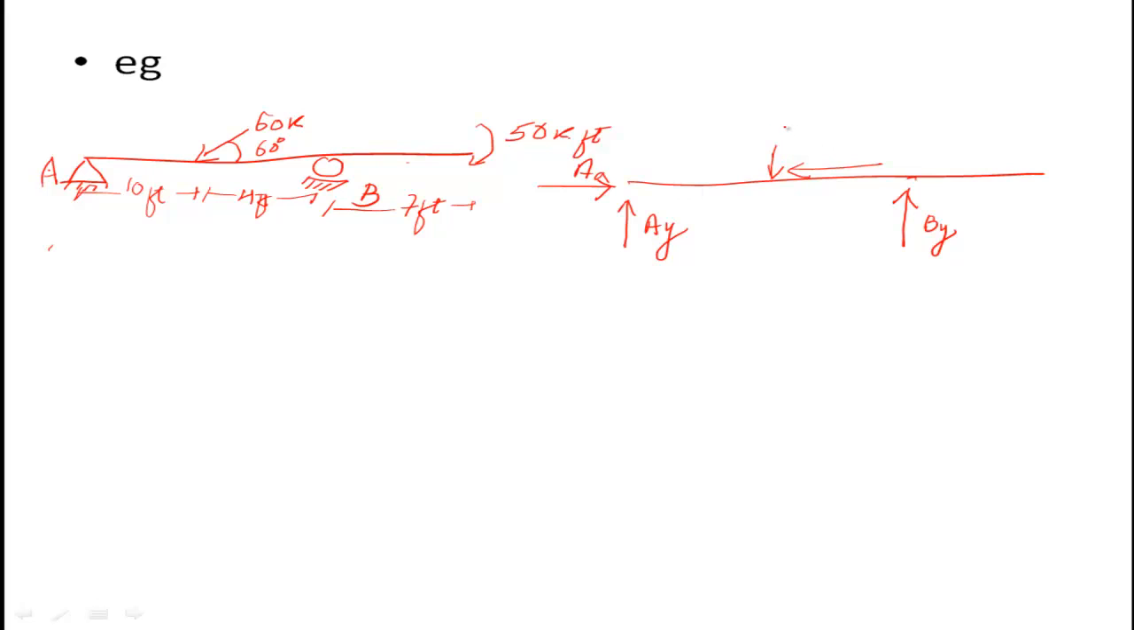So this is 60 sine of 60, and this is 60 cos of 60, and you have a moment here which is 50k ft. Now we have to check out the equations of equilibrium.